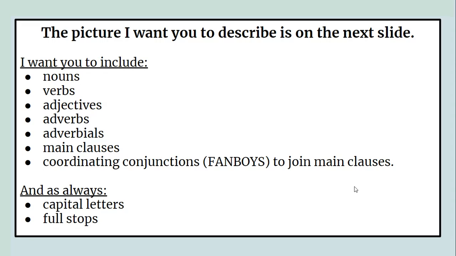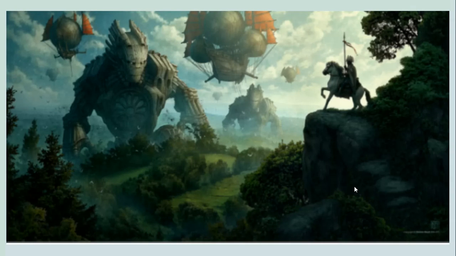So quickly write down those things you need to include so that when you look at this picture, you can just jot down all of the nouns you can see, all of the adjectives you can think of to describe the things you can see, all of the verbs. So how are they moving? How is that ship flying in the sky? So flying, we've got someone on a horse, they're standing. What are these giants doing? They're stomping. And then the adverbs would be describing how they're doing it.